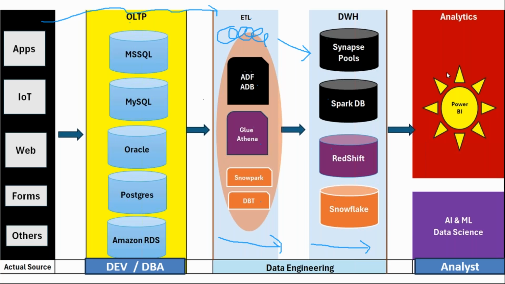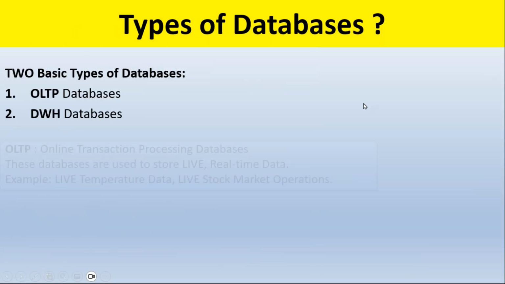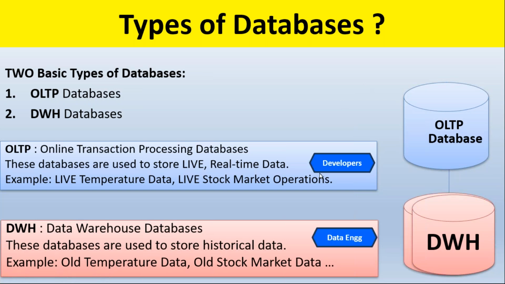Now, I repeat once again, we are slowly understanding the first item, database. What is a database? A platform to store any type of data, any amount of data, fully secured, neatly stored in a meaningful format. Different types of databases: OLTP, data warehouse. OLTP is like a showroom, warehouse is like a godown. The line between is the ETL, extract, transform, load. Developers will be involved in designing OLTP databases. Data engineers will be involved in data warehouse databases, and DBAs to manage and monitor databases. Analysts for analysis and reporting activities.